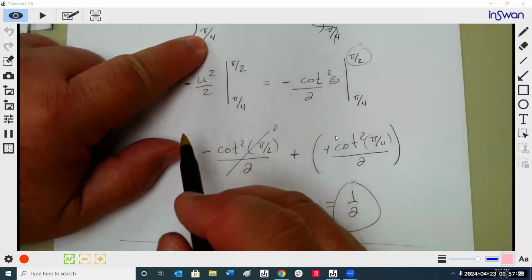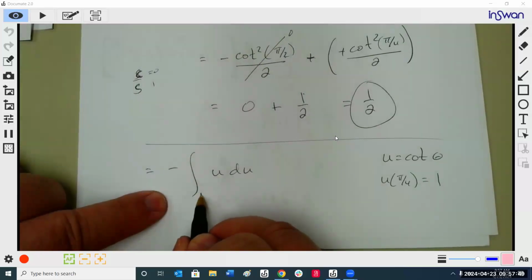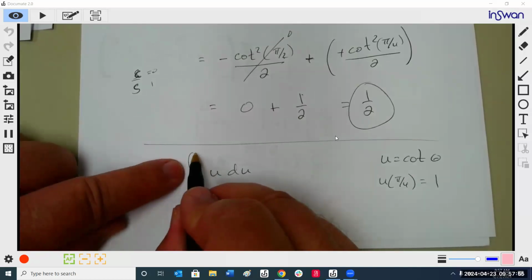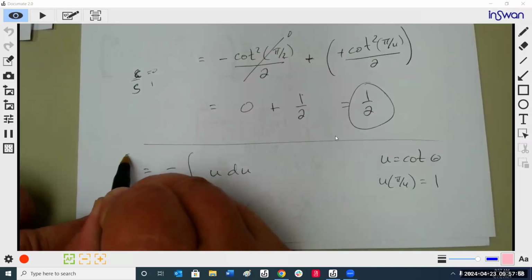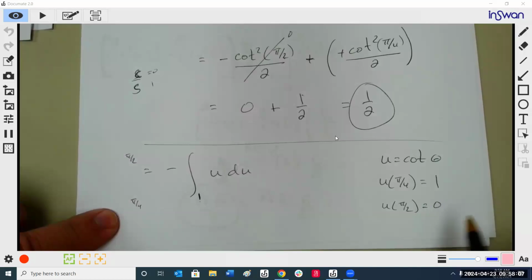What would it be at pi over 4? So what is u at pi over 4? At pi over 4, they're both the same. Square root 2 over 2 over square root 2, which is 1. So this means our new bound with respect to u is 1. And it's supposed to go up to this. This used to be pi over 4 on the bottom. It used to be pi over 2 on top. What is the cotangent of pi over 2? That's 0.